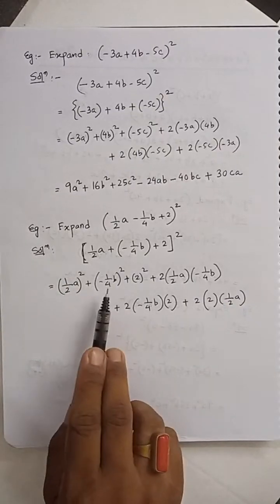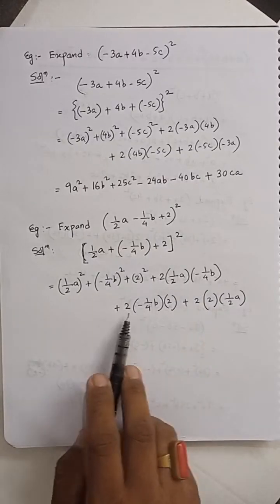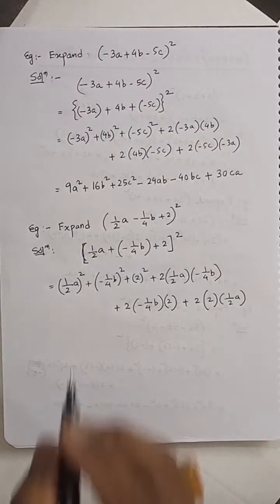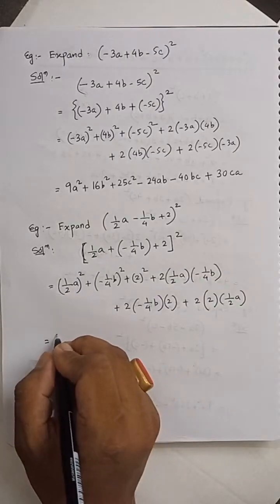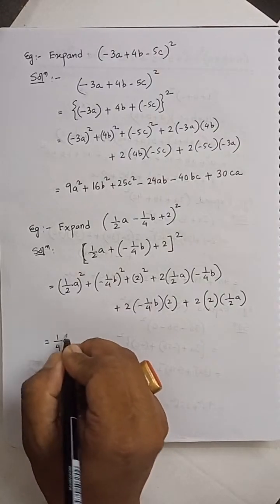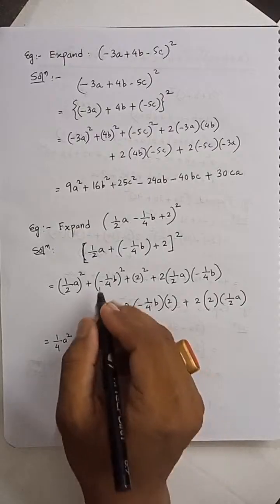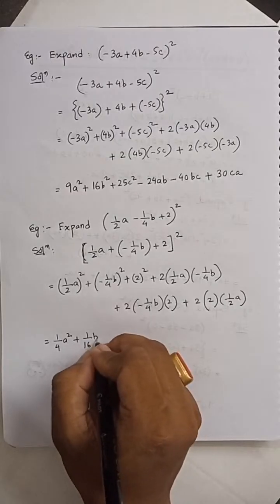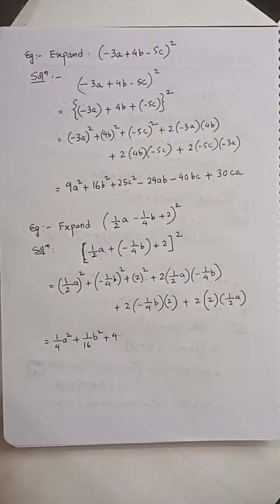So this is a plus b plus c whole square. This is a square plus b square plus c square plus 2 into a into b plus 2 into b into c plus 2 into c into a. Okay, so 1 by 2a square. So this is 1 by 2a whole square. Sorry, 1 by 4a square. Then square of a negative term is always positive. So this will be plus 1 by 16b square, and then 2 whole square is 4.